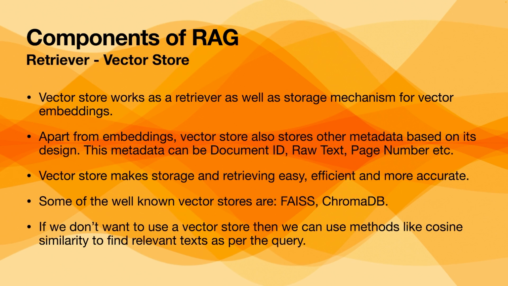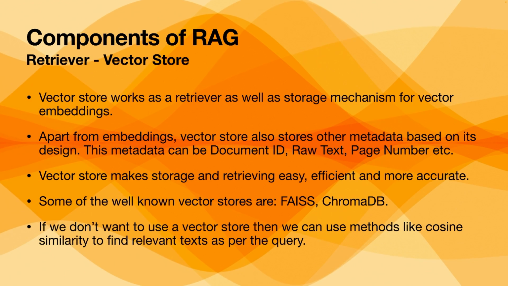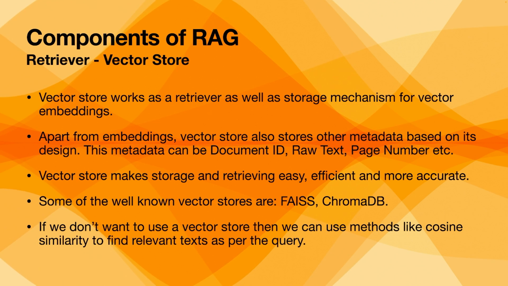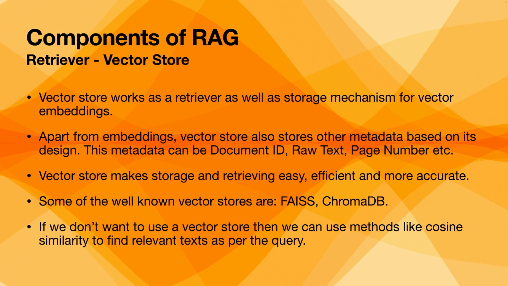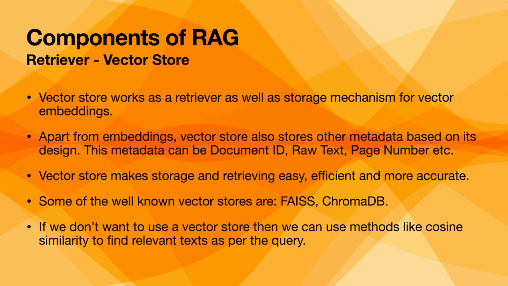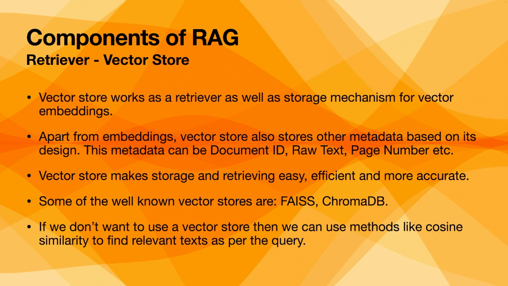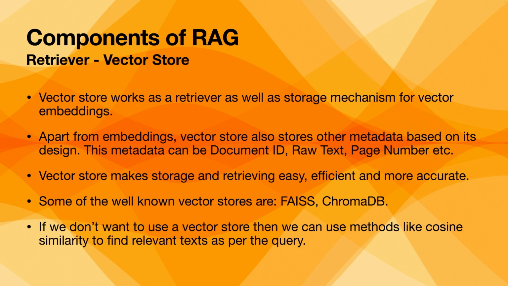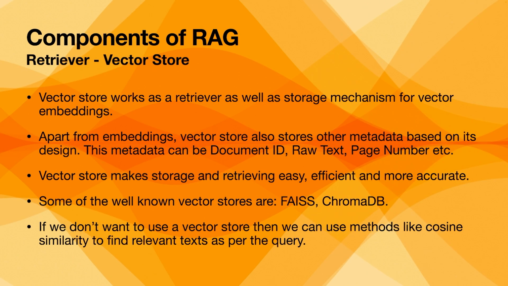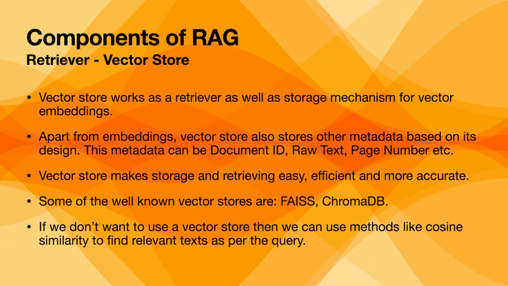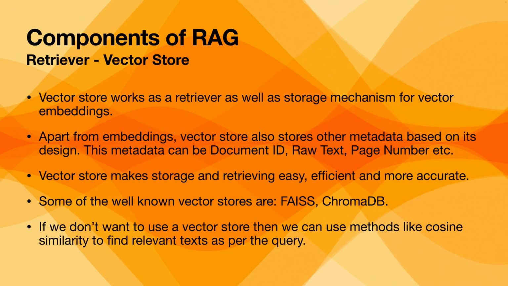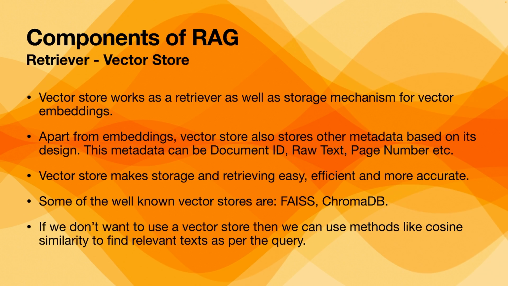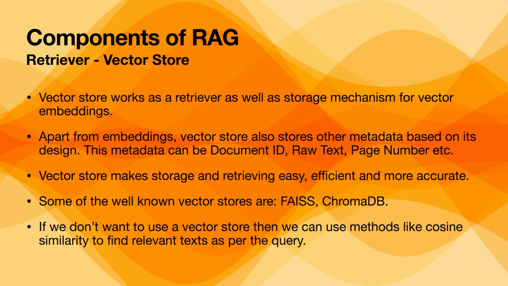The next component is the retriever. In RAG, we use vector stores for retrieval. A vector store serves as a storage mechanism that stores embeddings and retrieves relevant documents. Depending on its design, a vector store can also store other details like raw text, document metadata like document ID, document page number, etc. Some well-known vector stores are FAISS, which has been developed by Facebook, and ChromaDB.